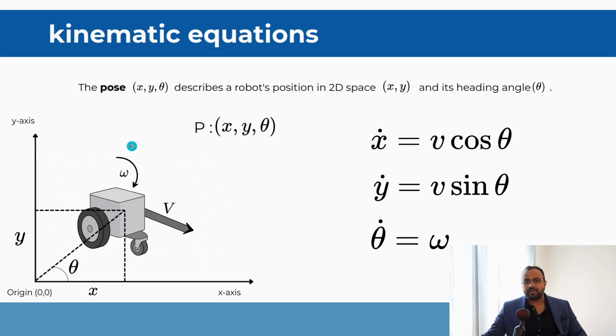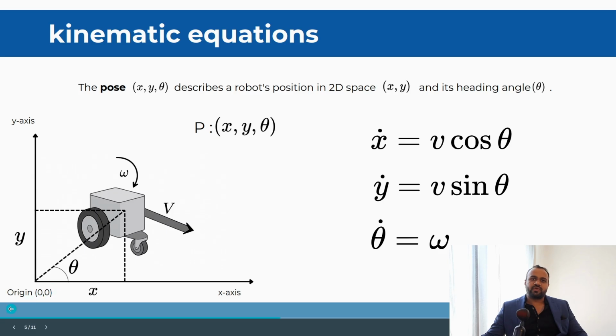You can describe the pose of a robot as three pieces of information: the x, y, and theta. In simpler terms, just think about your room and where your robot is placed. This is how you can represent the pose. X and y are the robot's position on the x-axis and the y-axis.